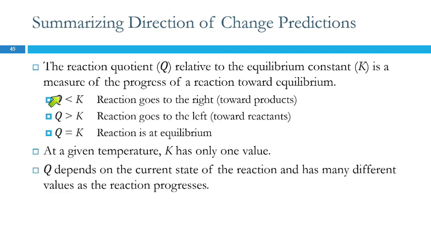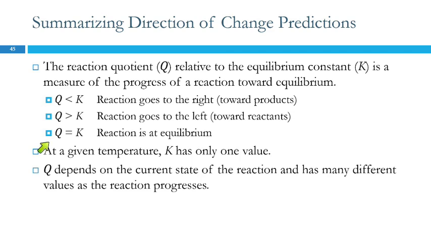Now, when Q is too small, we think, well, Q is products over reactants. If we need it to get bigger, we need more products. Reaction goes forward. If Q is larger than K, how can Q get smaller? Products go down, reactants go up. Reaction goes in reverse. Okay?